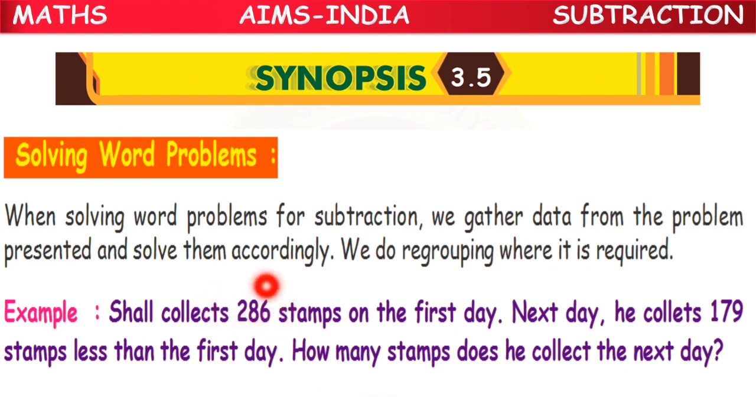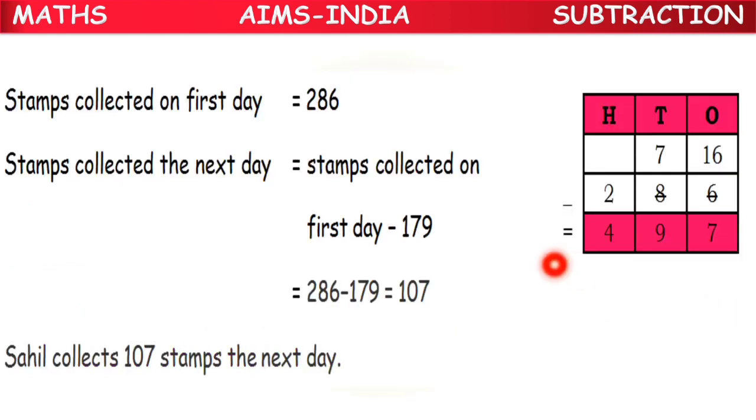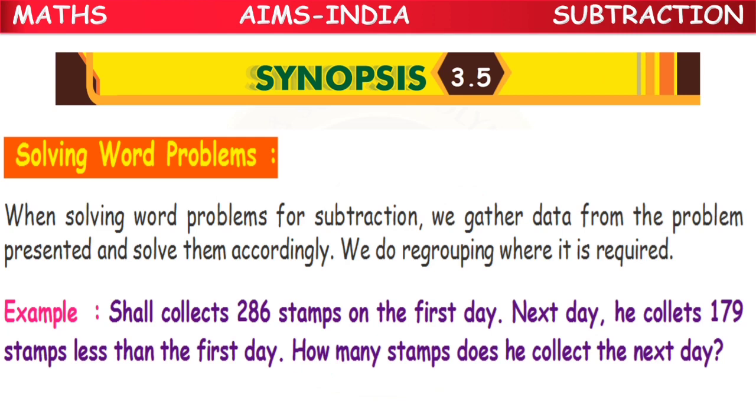286. Yes. Now next, what number are we having? 179. See, stamps collected next day is equal to stamps collected on first day minus 179. What are they saying? Next day he collects 179 stamps less than the first day. When we have less than the first day, what do we use? Do we subtract or do we add?